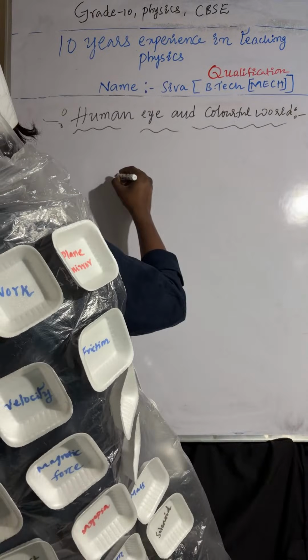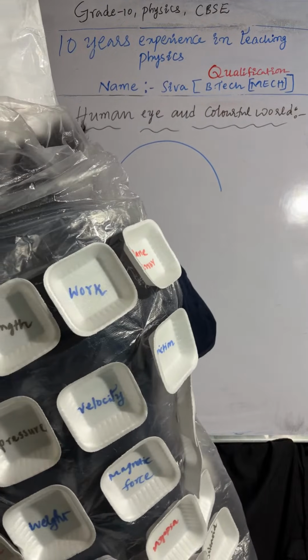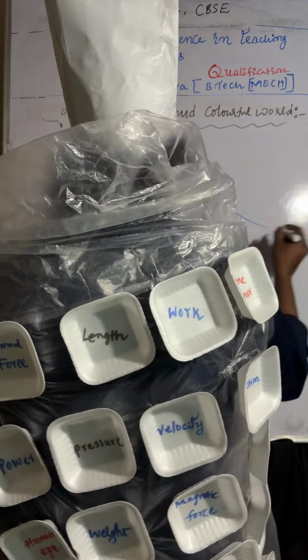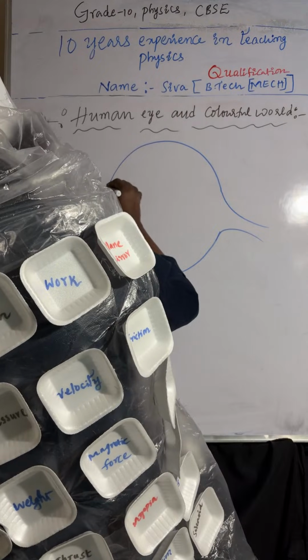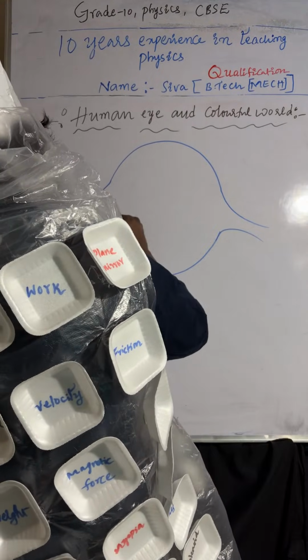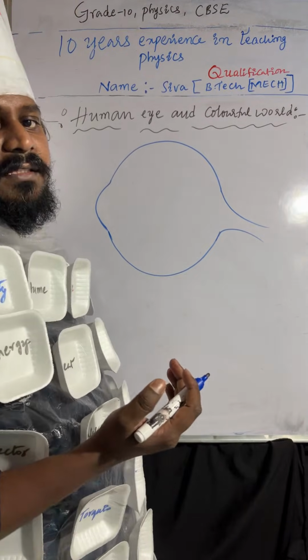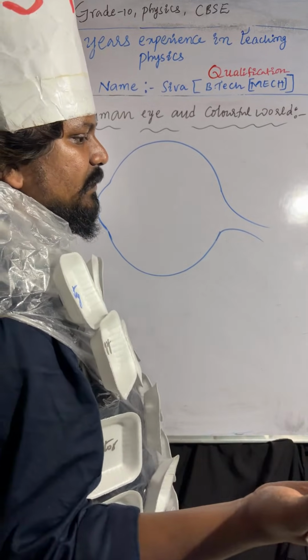Now let's start. I'm talking about the human eye and its parts. The human eye is the most sensible and sensitive organ. How to draw the human eye diagram? You can draw it like this, and here you can observe the cornea. Cornea is the frontal layer, the protective layer of the eye. Most of the refraction takes place at this part.